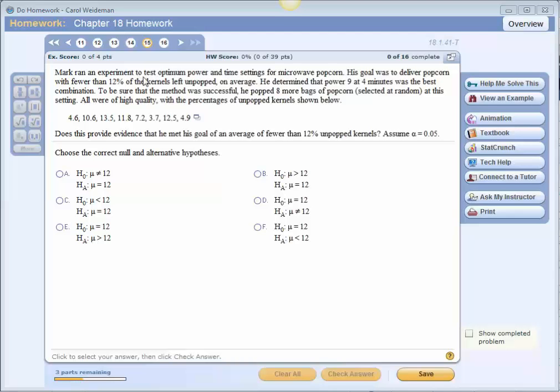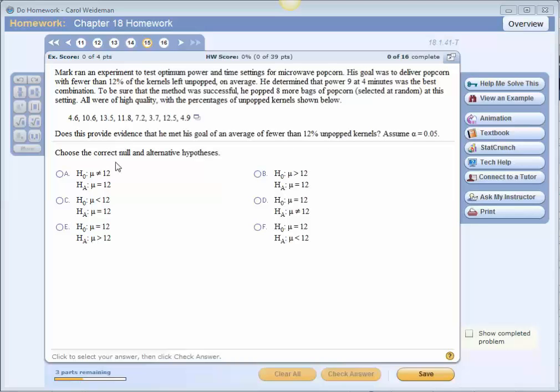Mark ran an experiment to test the optimum power and setting for microwave popcorn. His goal was to deliver popcorn with fewer than 12% of the kernels left unpopped on average. He determined power 9 at 4 minutes was the best. To be sure the method was successful, he popped 8 more bags. Here's all the data. And they want to know if the data provide evidence that he met his goal of fewer than 12% unpopped kernels.